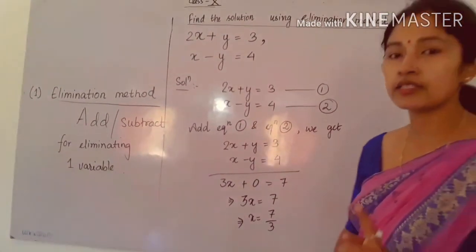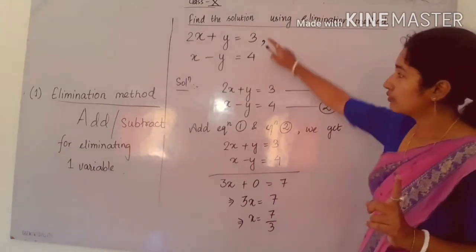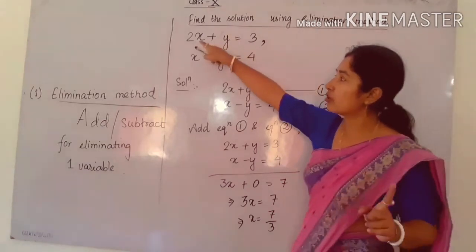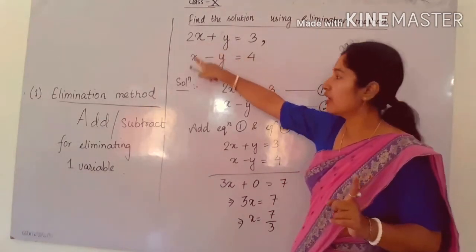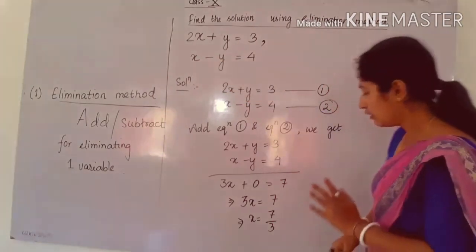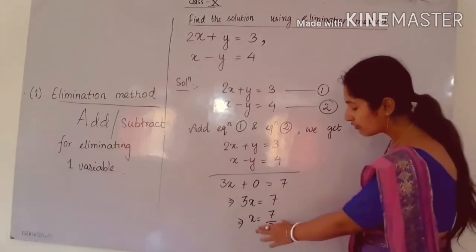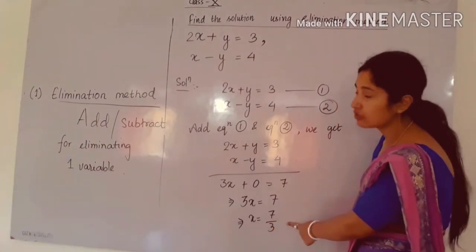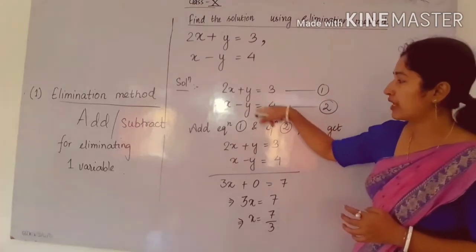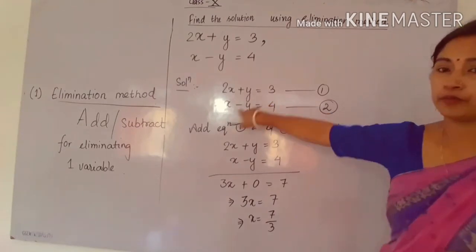So we are getting exactly one solution. And this is the solution for the first equation as well as for the second equation. That means here also the value of x is 7 by 3, and here also the value of x will be 7 by 3. Then secondly, for finding the value of y, what do we have to do? We have to put the value of x, that is 7 by 3, in equation 1 or 2 in place of x, so that we can find the value of y.